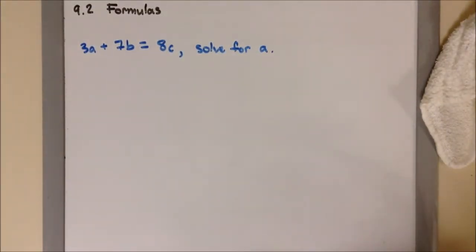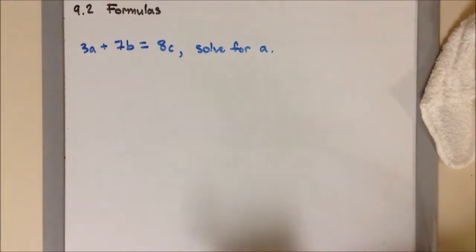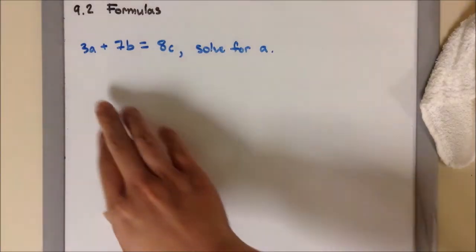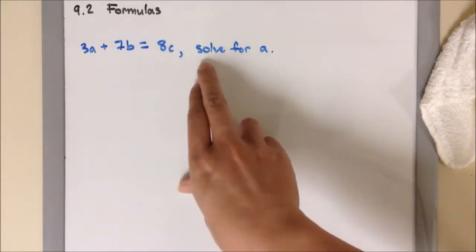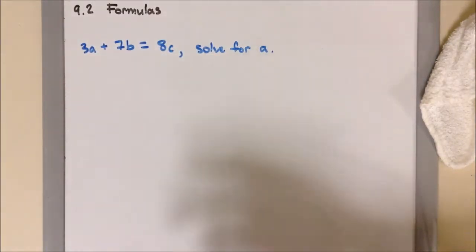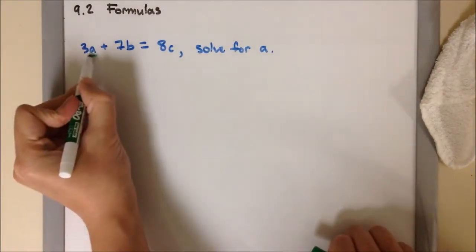In this section, 9.2 formulas, we're just going to focus on solving for the variable or specified variable. Basically meaning to get the variable by itself on one side, or set everything equal to that specific variable. So in our first example, we have 3a plus 7b equals 8c, and it's asking you to solve for a, meaning you want to get a by itself.